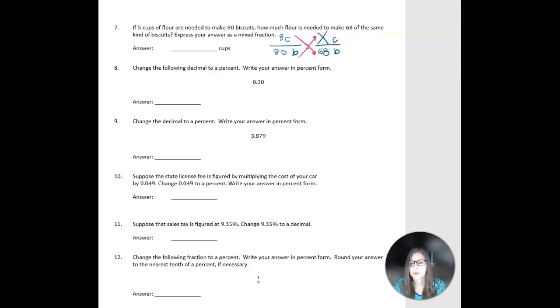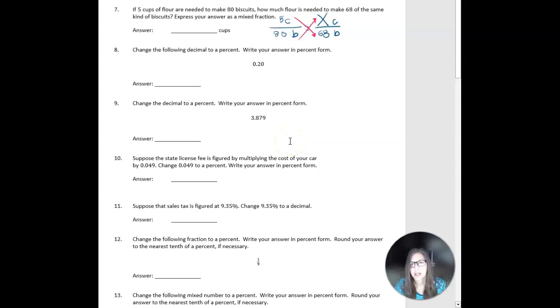Number 8, here's where we start talking about percentages. Change the following decimal to a percent. Okay, a couple ways to think about this, but a decimal to a percent, you multiply by 100. That's one way to think about it. Okay, you can put that in your calculator if you want to, but it's going to be 20%.